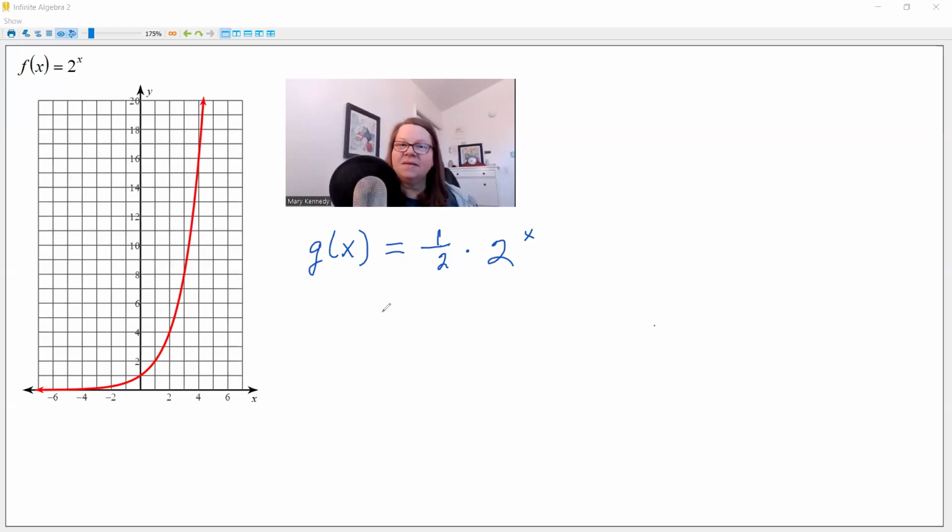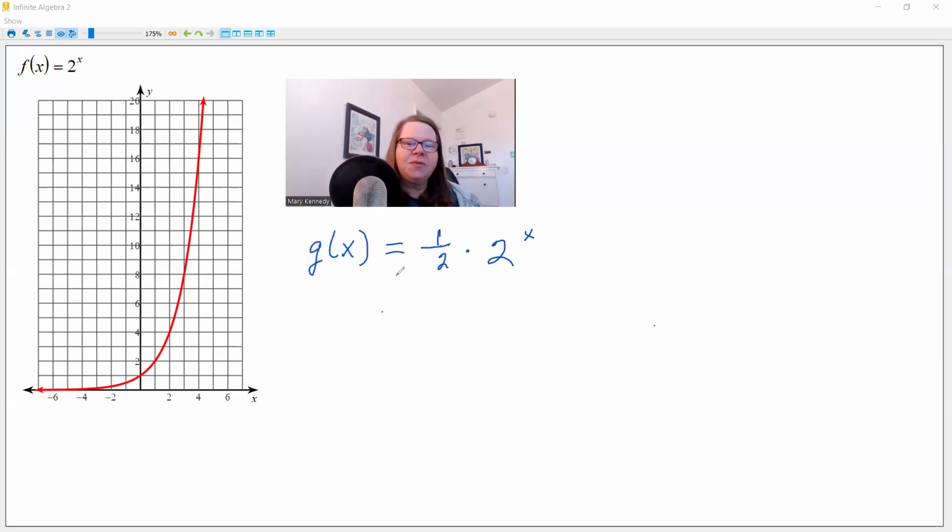All right, let's take a look at a different transformation here. We have our basic function y equals 2 to the x, or in this case, f of x equals 2 to the x. This time we're changing it to 1/2 times 2 to the x, and we're going to look at what this 1/2 does to the problem.